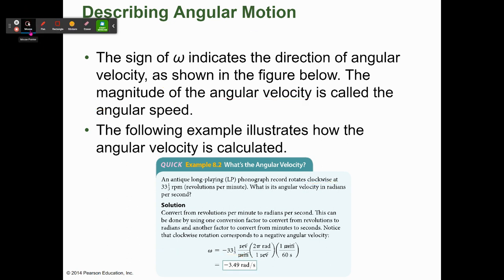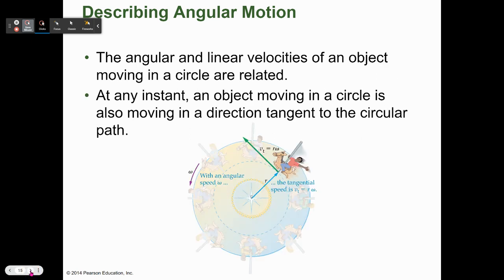All right. So we did angular velocity, but angular and linear velocity of an object moving in a circle are related. So if we have a carousel, for example, you're moving in a circle, so you have your angular velocity, but you also have a linear velocity that's related there.